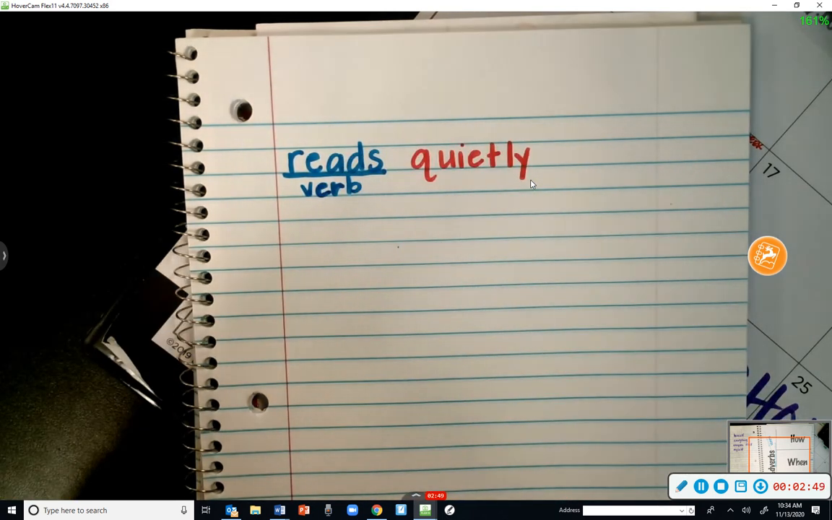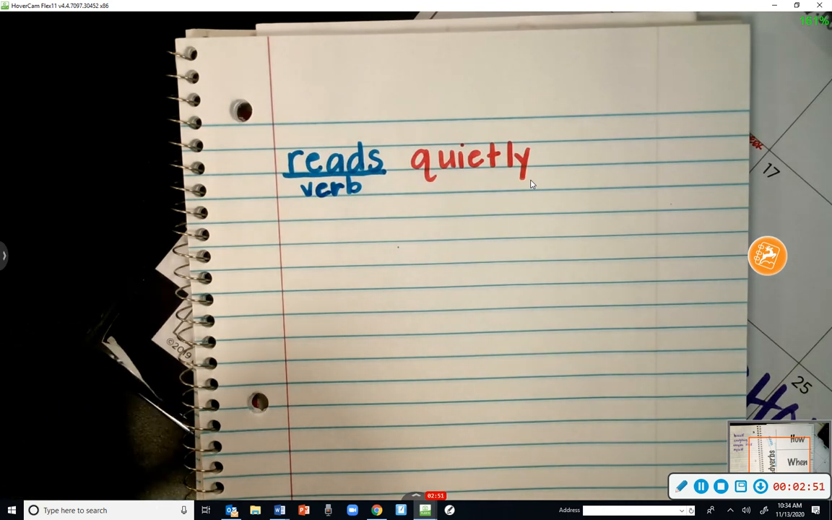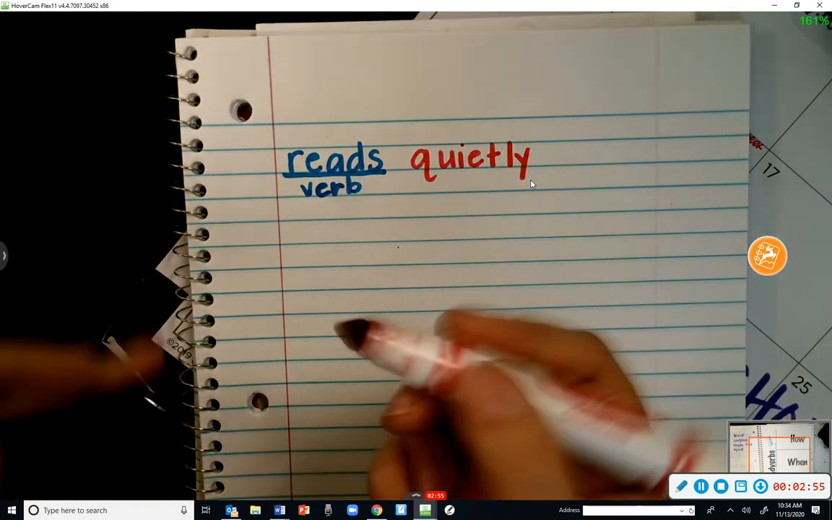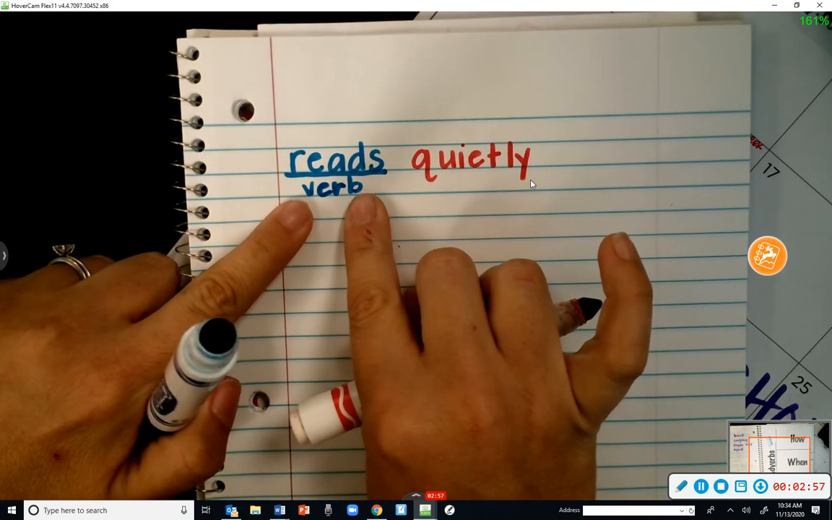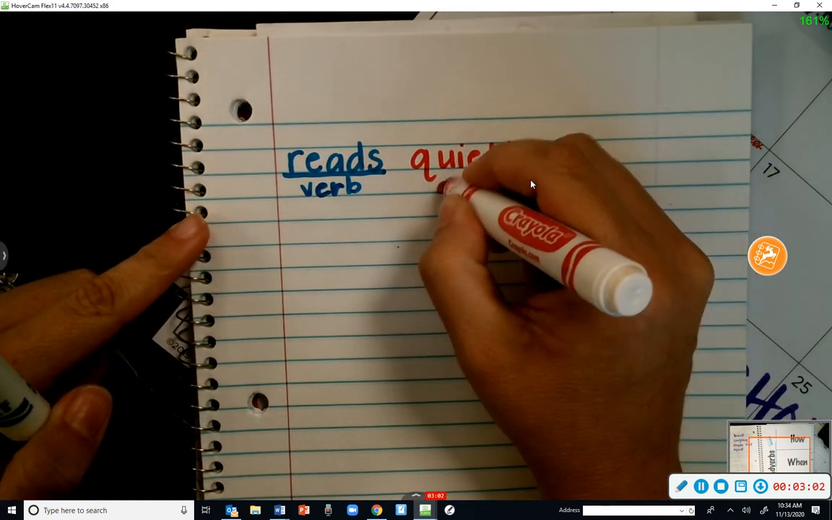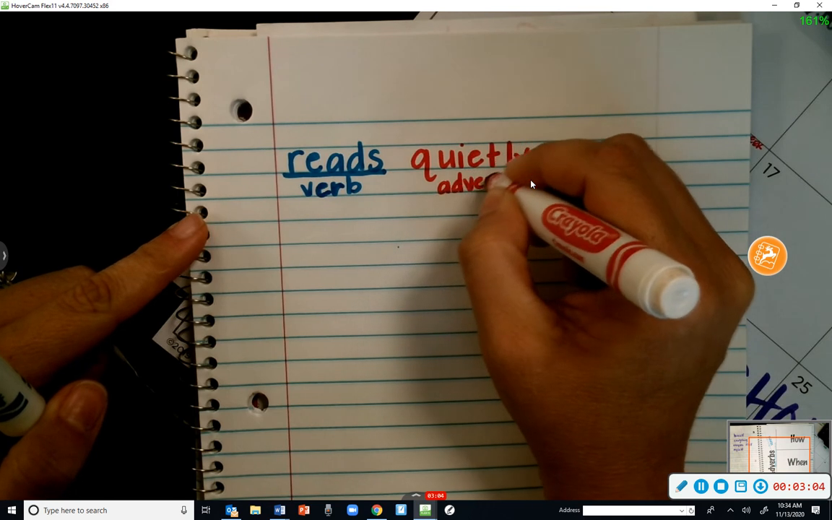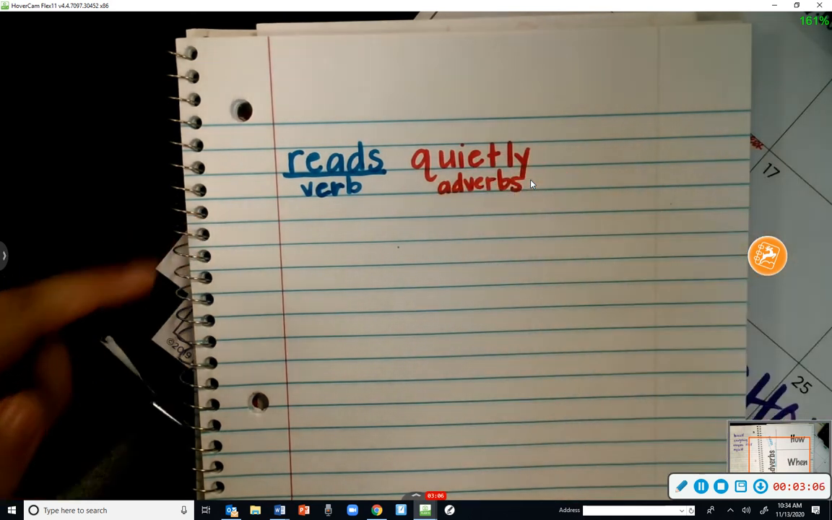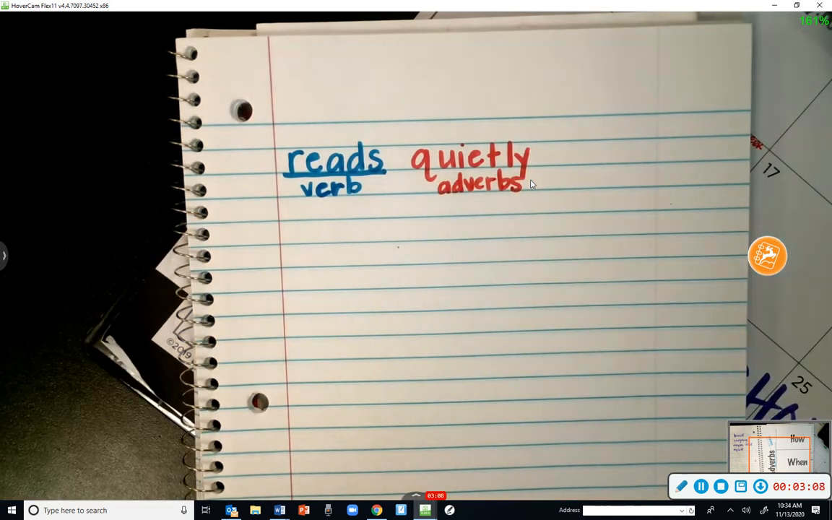Okay? And what type of words describe verbs? Is it an adjective or an adverb? Adverb. See, once you figure out what the blue word is, then the red word comes easy because we know adverbs describe verbs. Okay? Let's try another one.